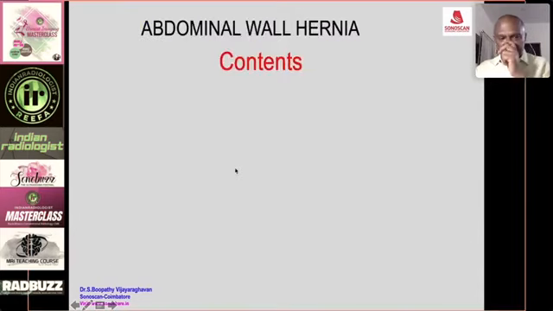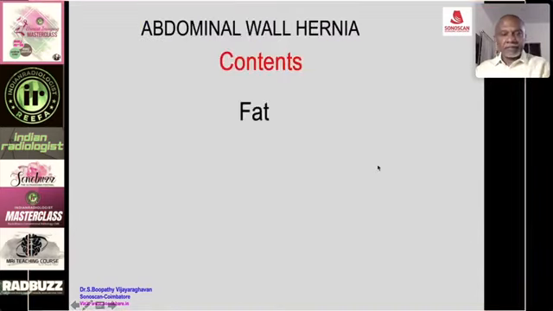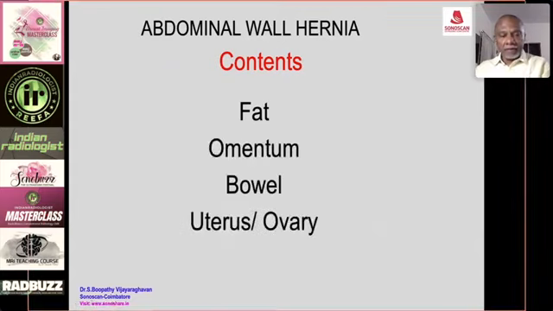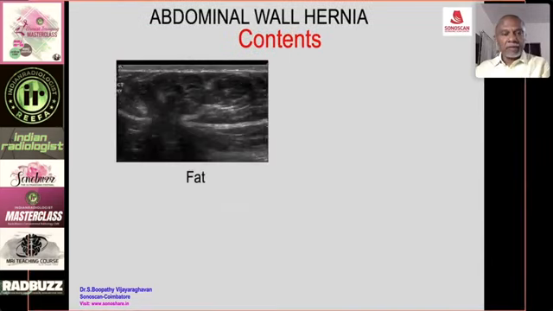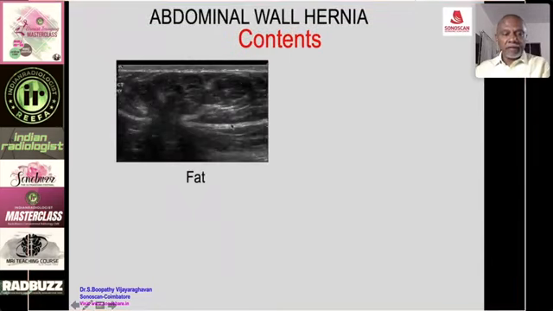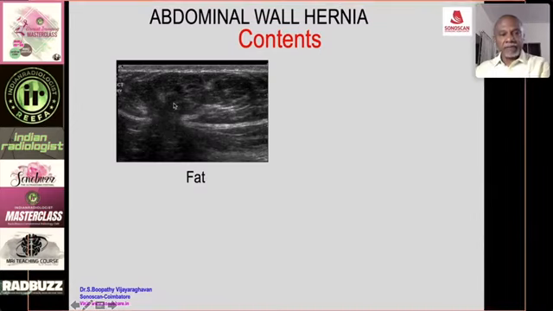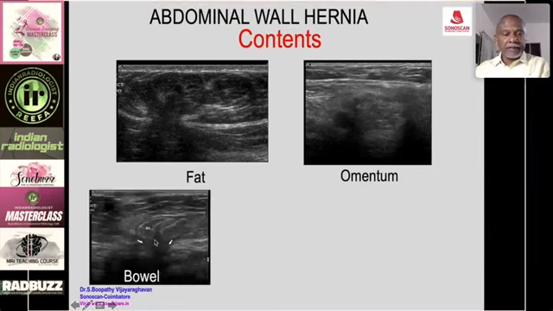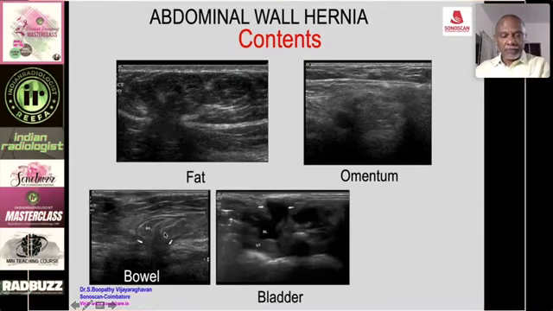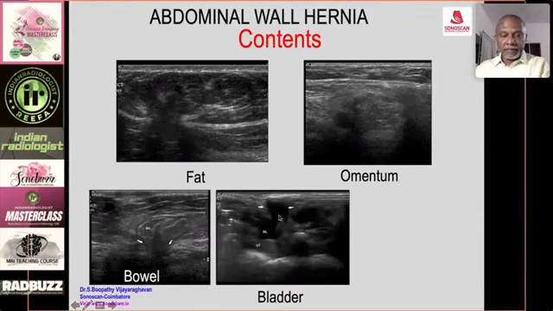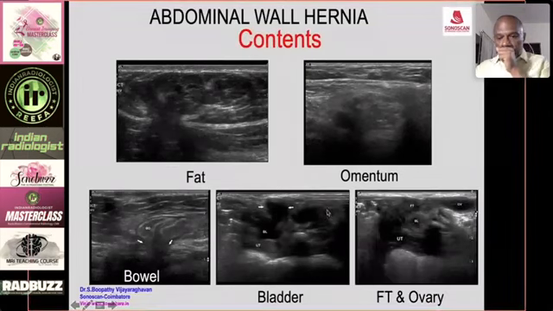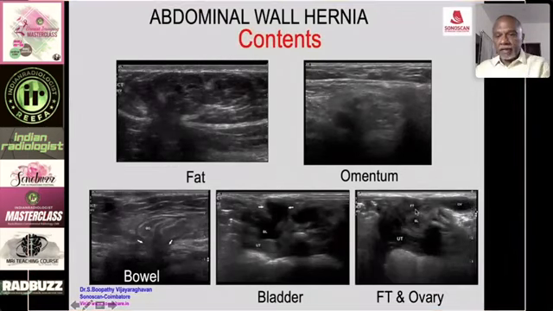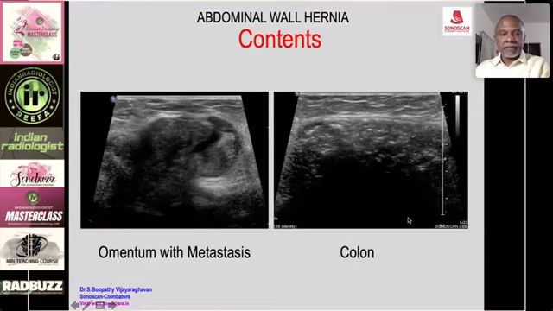Now coming to the contents, you have to report about the contents of the hernia. It may be fat, it may be omentum, it may be bowel, it may be uterus or ovary, or it may be urinary bladder. Now here you see the fatty hernia of linea alba. You see the protrusion of the preperitoneal fat into the hernia. Here there is echogenic omentum forming the content. Here there are collapsed bowel loops forming the content, and here there is herniation of part of the urinary bladder, and here you get the ovary and the fallopian tube as contents in the inguinal hernia.